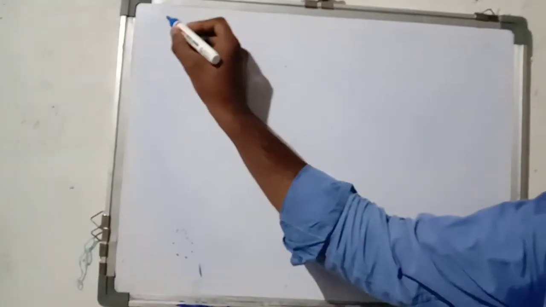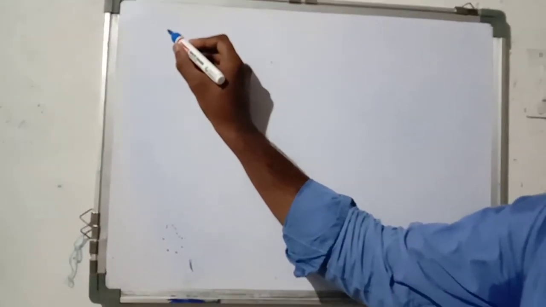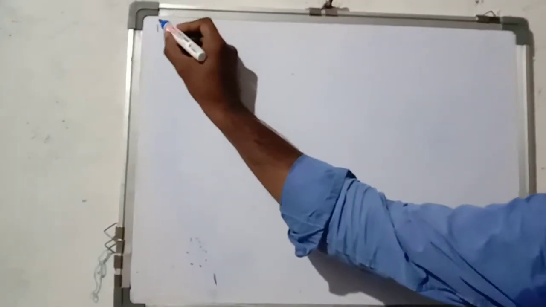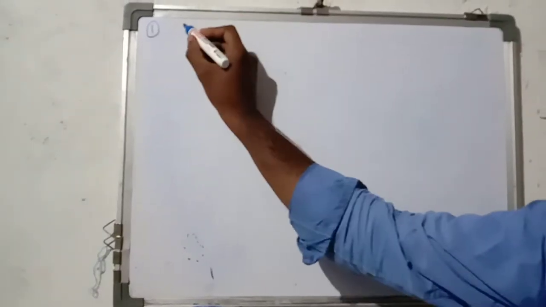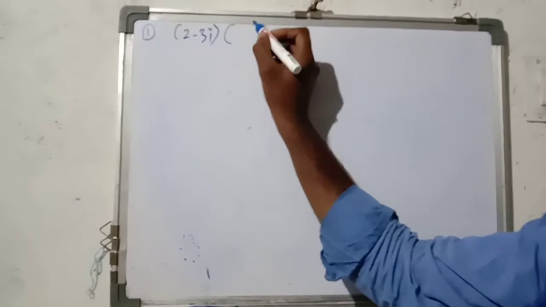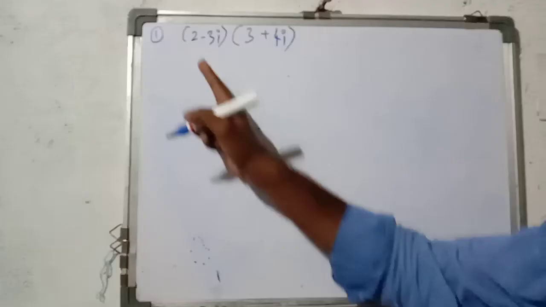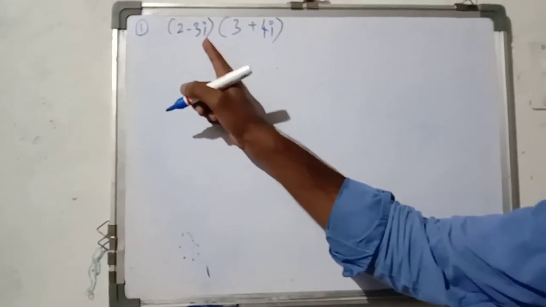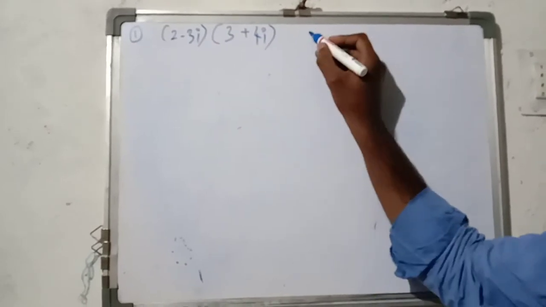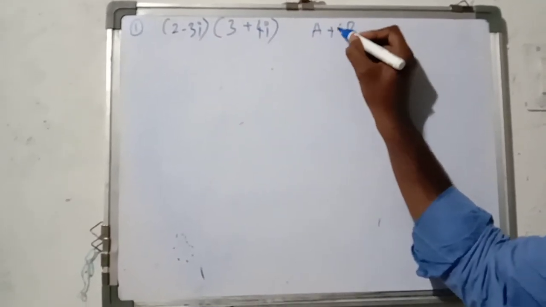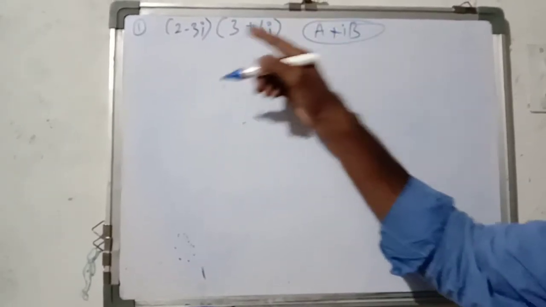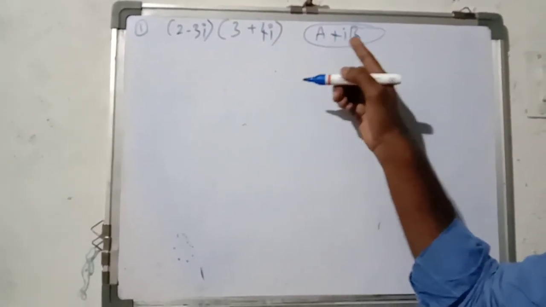Okay students, the introduction part of the complex numbers is completed. Now we are going to solve the problems. The first problem is to convert the given complex number into the form a plus ib. The first problem is (2 minus 3i) into (3 plus 4i). The question is: express the complex number (2 minus 3i) into (3 plus 4i) in the form of a plus ib.